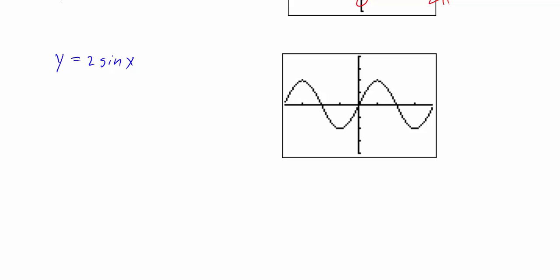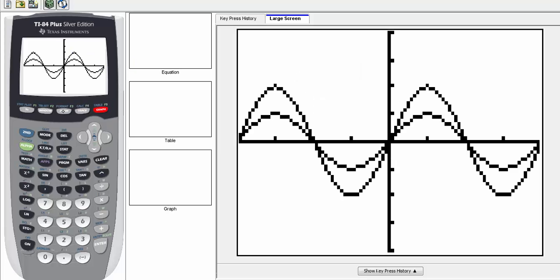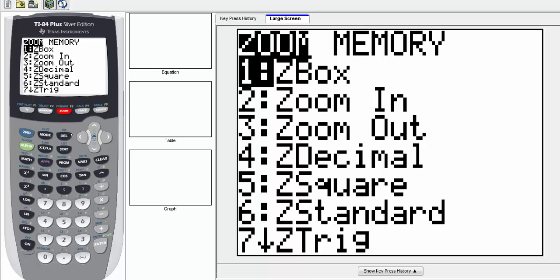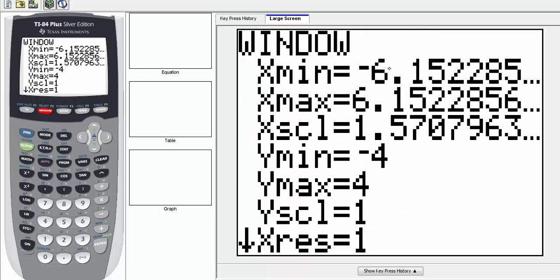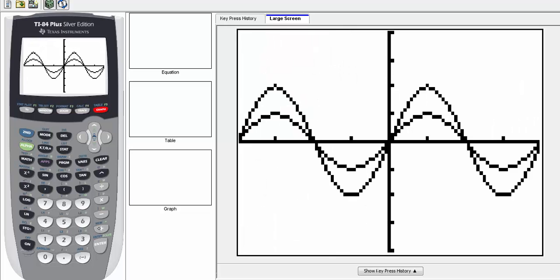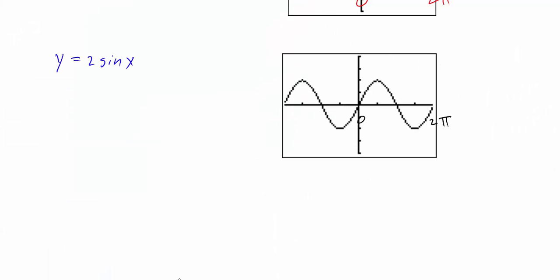So if we look at this, again, we're going from 0 to 2 pi. And the reason I know we're going from 0 to 2 pi is because remember, we went to zoom 7, which is zoom trig. So therefore, we know we're going from negative 2 pi to a positive 2 pi. So now each one of these marks going up, again, we know this y-axis is negative 4 to a positive 4.